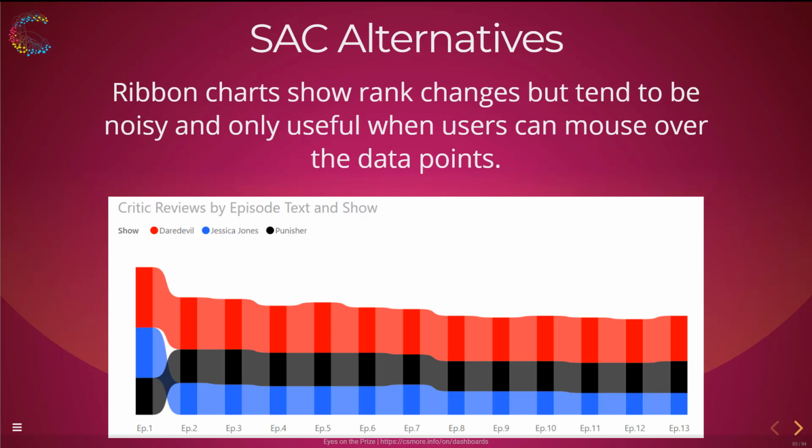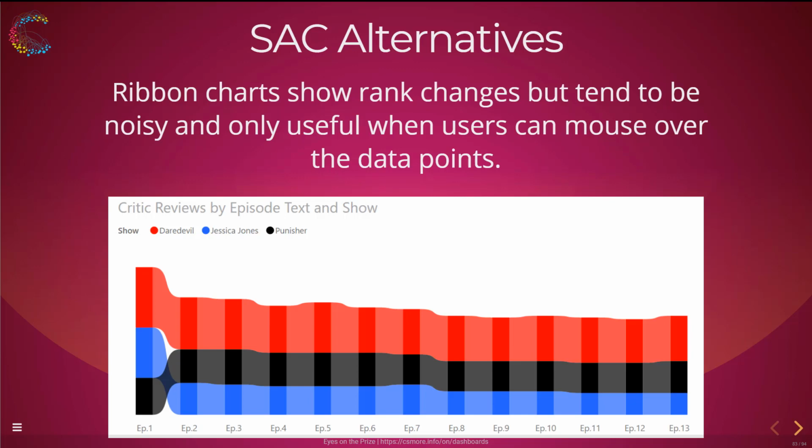If you have a person who's using this from a desktop, then a ribbon chart can be valuable. This is, I think, very noisy. There's a lot of a mess in it. But each one of those solid spots is the actual episode. You can mouse over it and it shows you differences. So at least here it shows critic reviews for Jessica Jones were higher than Punisher in episode 1, but that had flipped by the time episode 2 hit.